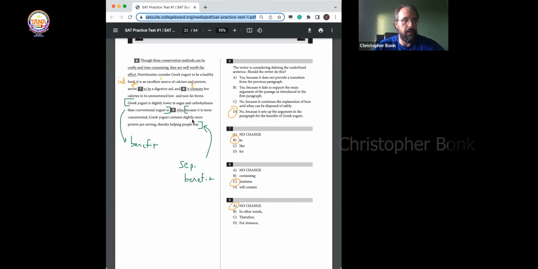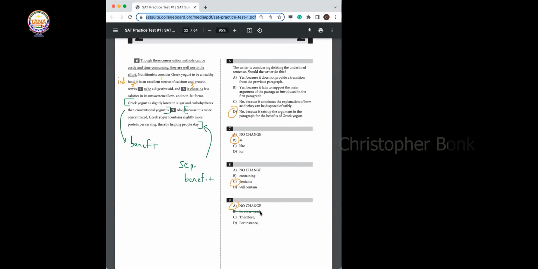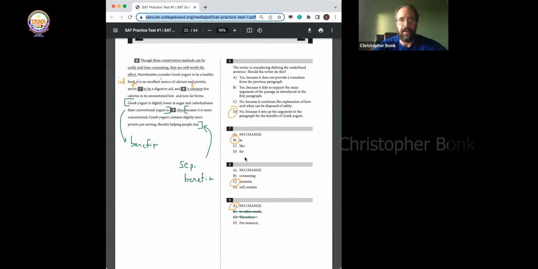But the other ones, "in other words" means they are the exact same thing, but just said differently. That's not the case. "Therefore" means cause and effect, which in this case is saying the only way you have more protein is if you have low sugar. Not necessarily the case. They're different things. "For instance" is saying the second one's an example of the first, which is also not the case because they're just related as benefits, but one benefit does not affect the other. That's why A has to be R1. Right. So I got those clarifications to those two right there.